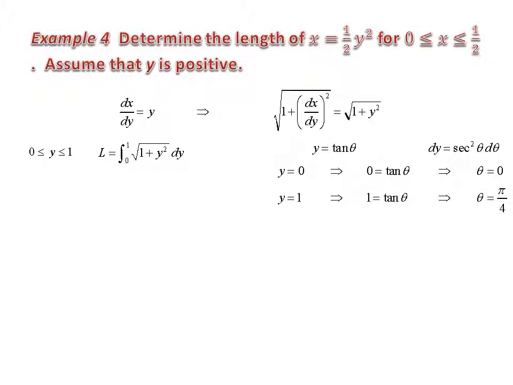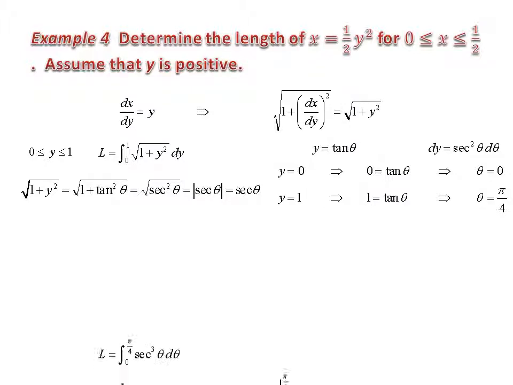And then we must use the trigonometric substitution. We let y equal tangent theta and dy equal secant squared theta d theta. When y equals 0, theta equals 0, and when y equals 1, theta equals pi/4. So we just substitute inside the formula given and we get secant theta.